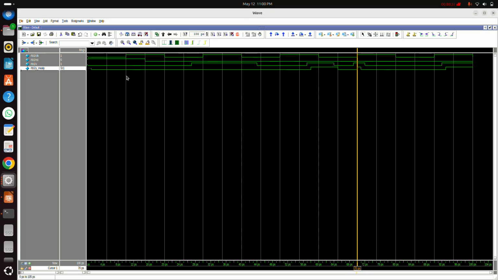It is wrong because this is not output, it is a glitch. So this is a Mealy machine, and why this glitch shows here we will see in this video.